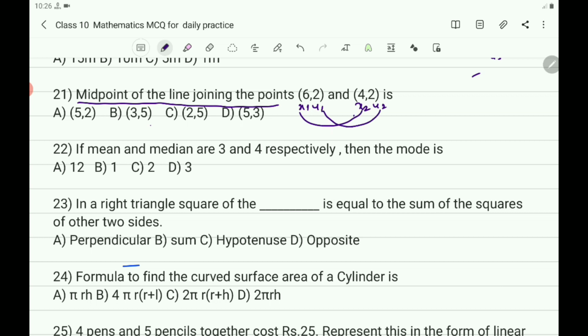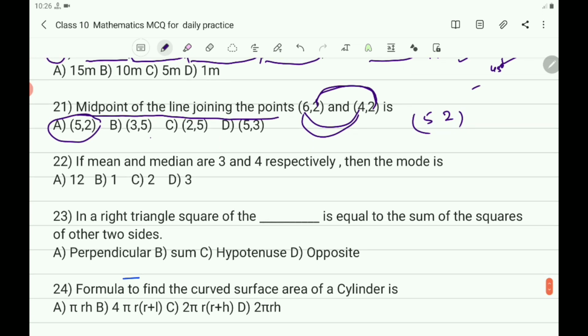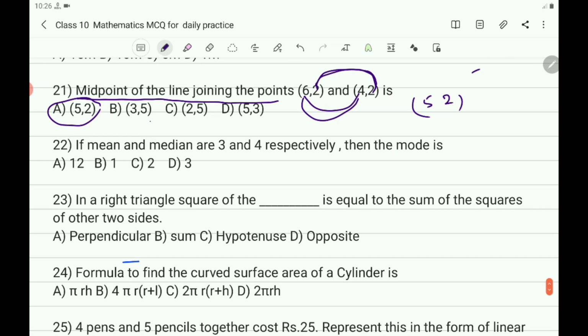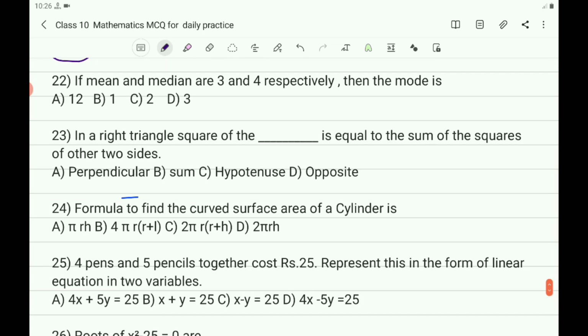So here 6 plus 4 by 2, 2 plus 2 by 2. 6 plus 4 is 10. 10 by 2 is 5. And 2 plus 2 is 4. 4 by 2 is 2. So what is the answer here? 5, 2. Option A is the answer.